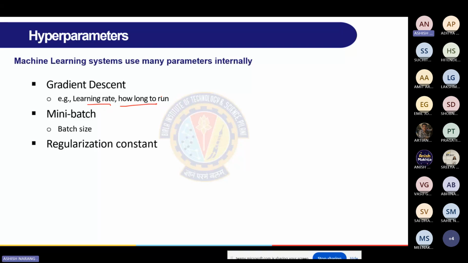Then comes the batch size. How many records should I process at a time? Should I give 1,000 records, or should I process these 1,000 records one by one or in batches of 100? That's another thing, right? Regularization constant, which helps to prevent overfitting, right? We will learn about the regularization constant soon. I think it is a part of your lab sheet one also, regularization parameters. Professor Omshri might have covered it already.